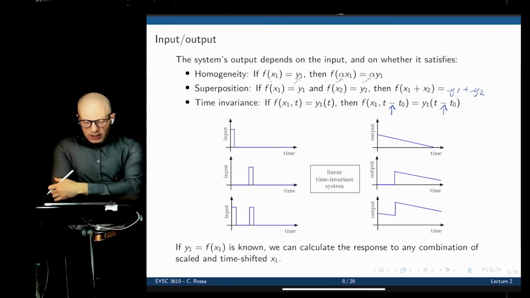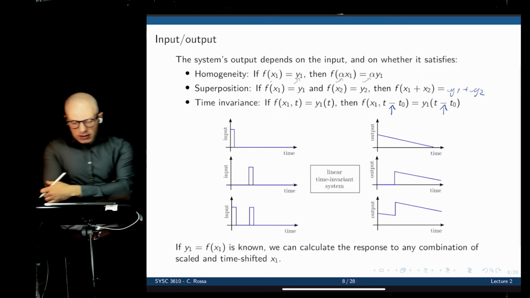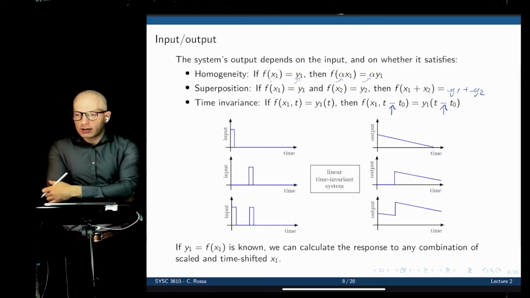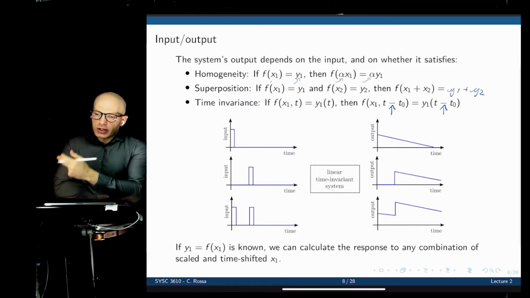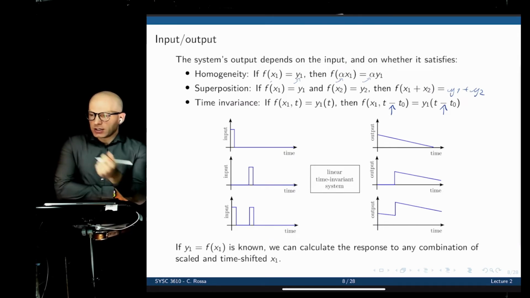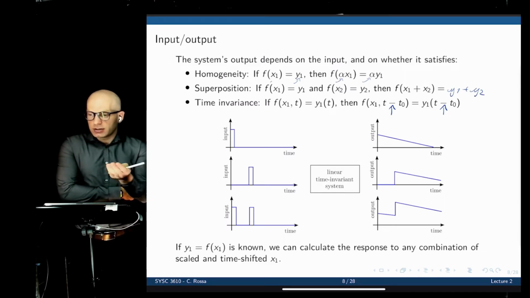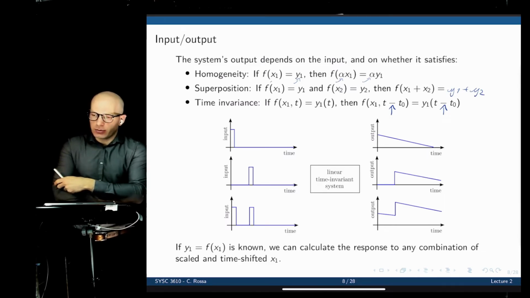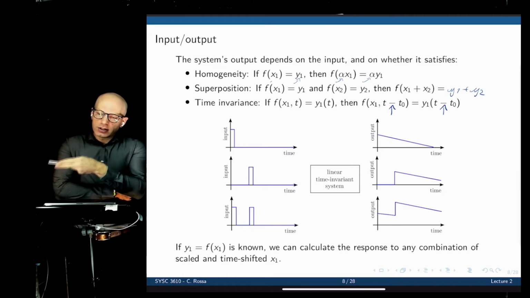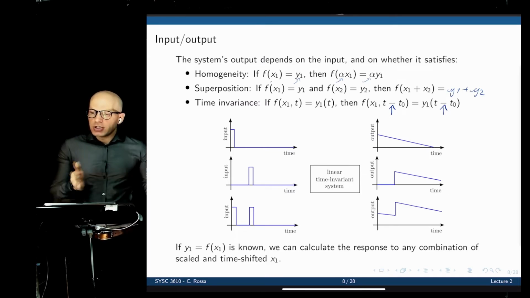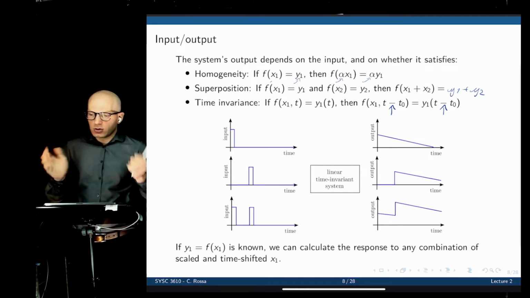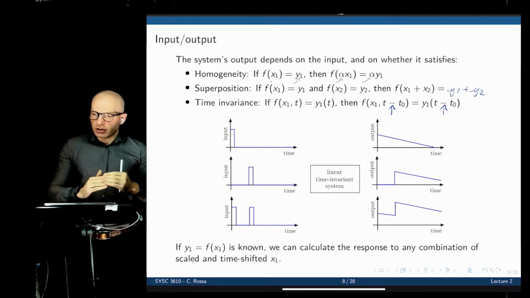So back to the example we had in the last lecture. Let's say we have a bell and we strike that bell at time 0. The output of that system is a sound that decreases over time. If we now strike the bell at 1 second, the result is the same, but now the sound starts at 1 second, not at 0. If we strike the bell at 0 and 1 second, then the output is the combination of both strikes, one output plus the other output.